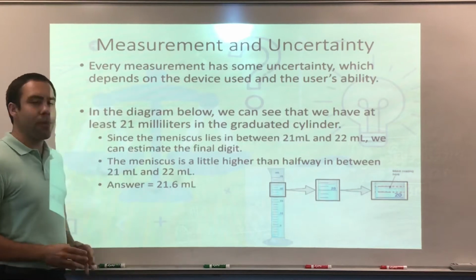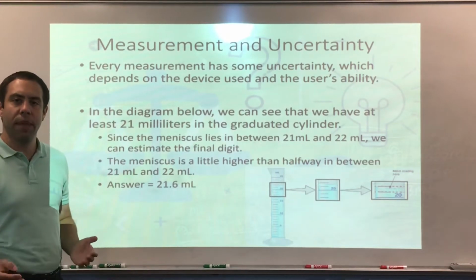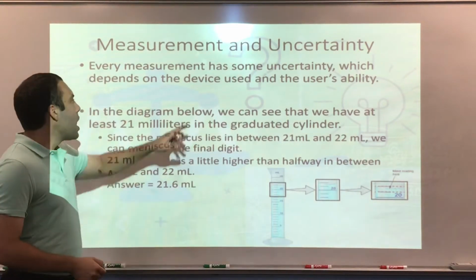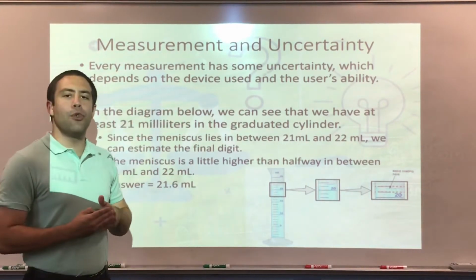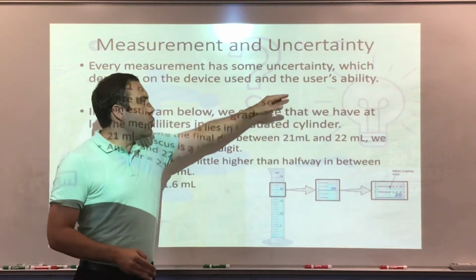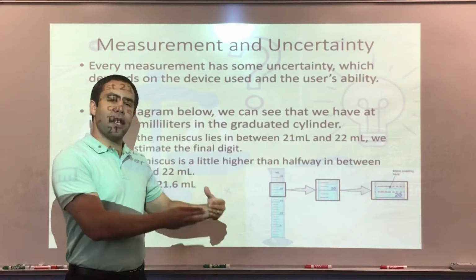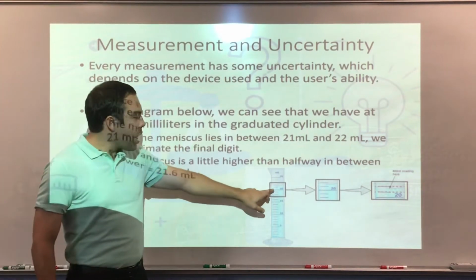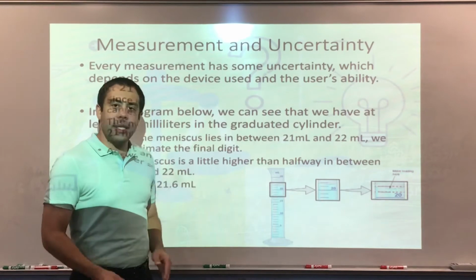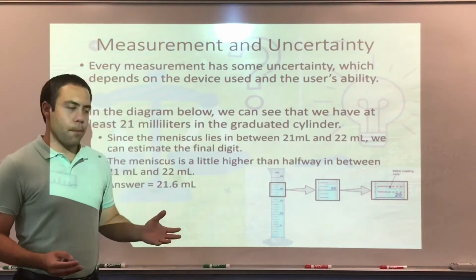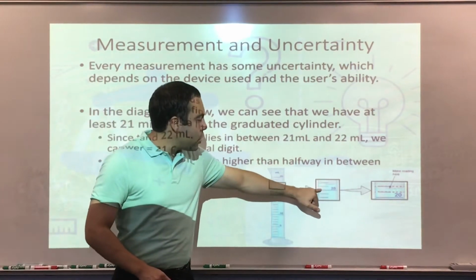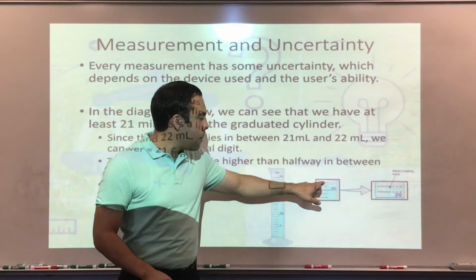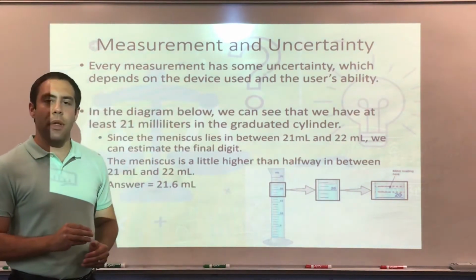Now, every measurement has some level of uncertainty. That level of uncertainty is all dependent upon the device that is being used to make that measurement and the user's ability to use that device to make that measurement. Now, in this diagram here, we have a graduated cylinder filled with some amount of water. We can see in the zoomed in pictures that we have a little bit more than 21 milliliters of water, but a little bit less than 22 milliliters of water.